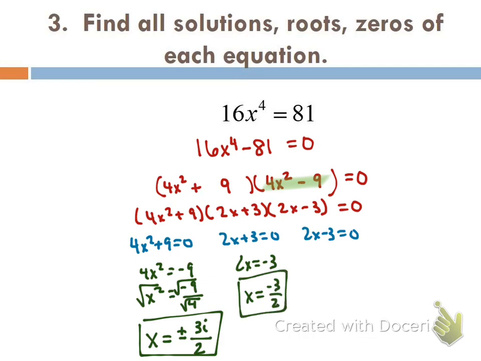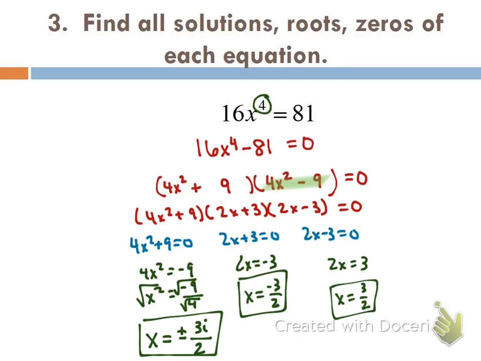On the right, we add 3 and divide by 2. Again, I'd like to point out our degree is 4 because my highest exponent is 4, and I have 4 answers. I have 3 halves, negative 3 halves, positive 3i over 2, and negative 3i over 2. Those are our 4 answers.